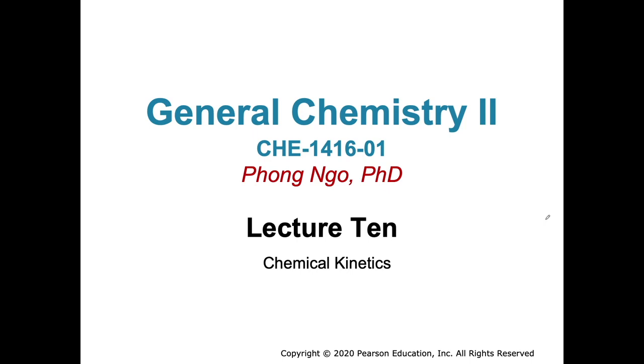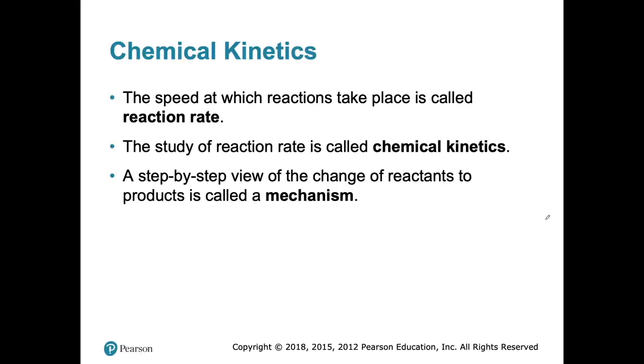Okay. So again, chemical kinetics. We'll repeat what I said last time. It's the speed at which a reaction takes place. That's called the reaction rate, right? And so when we study these reaction rates, that's called chemical kinetics. And a step-by-step view of the change of the reactants to the products is called a mechanism, right?